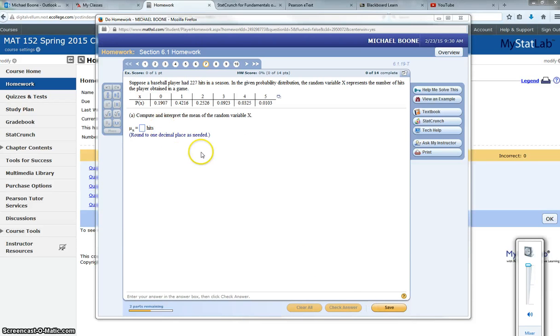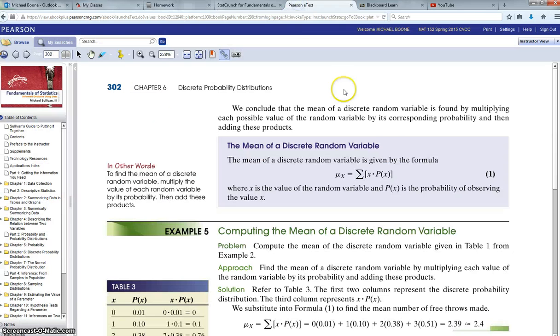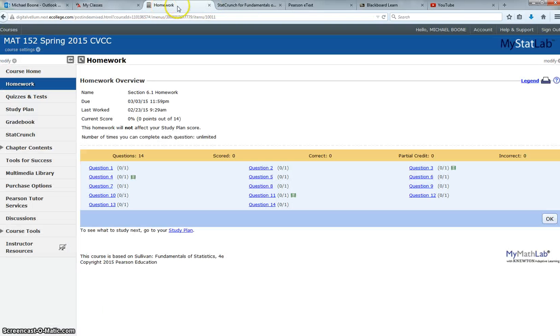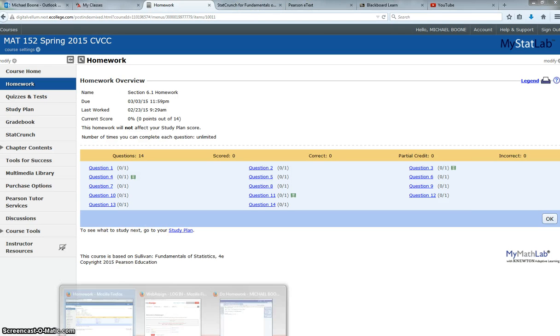Alright guys, so in chapter 6 section 1 we're finding expected value, also known as the mean of our probability distribution table, and we'll also probably be looking at standard deviation. But let me show you how to do this on StatCrunch versus doing this formula. This formula just says I take each x value and multiply it by the probability. Well, we can get StatCrunch to do that for us.